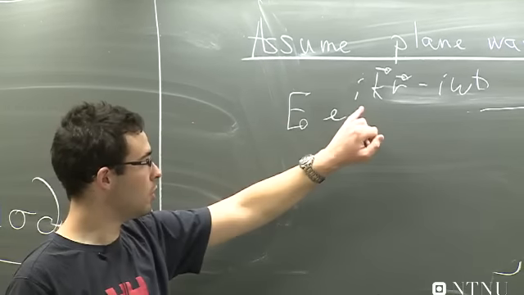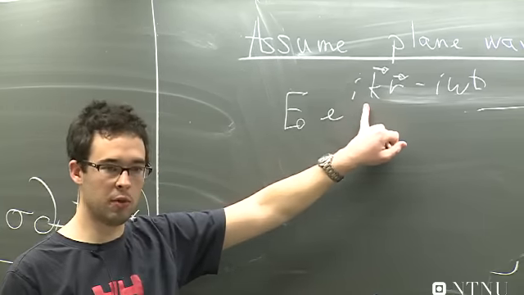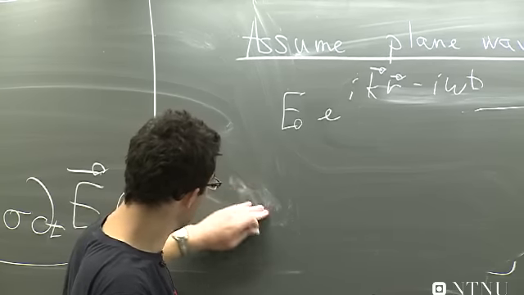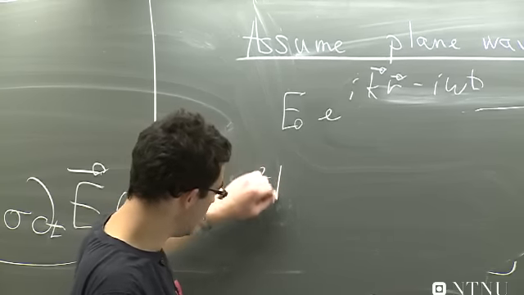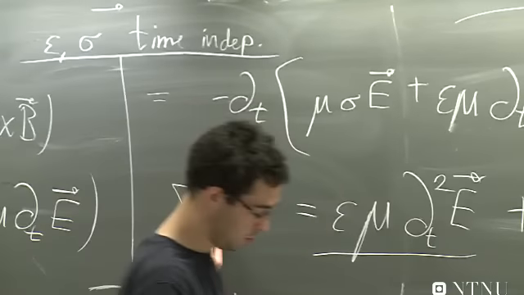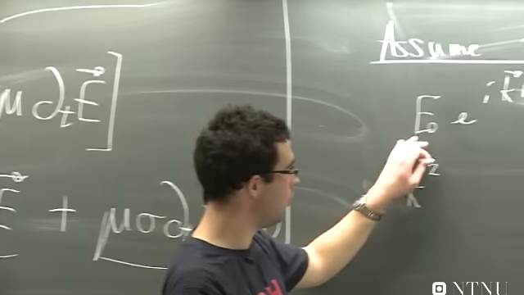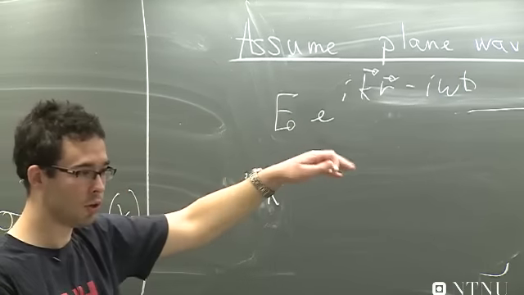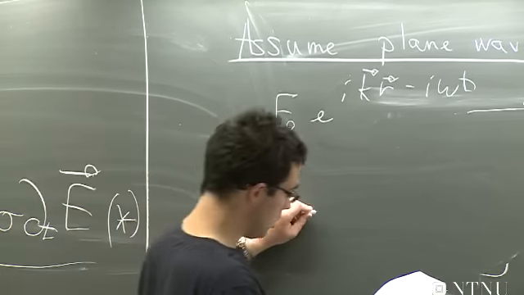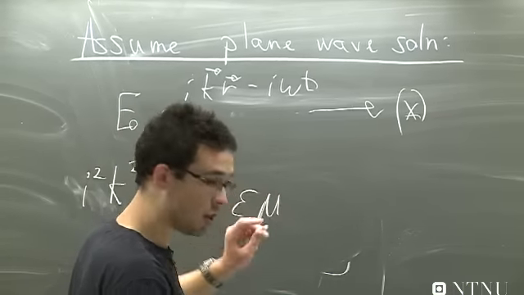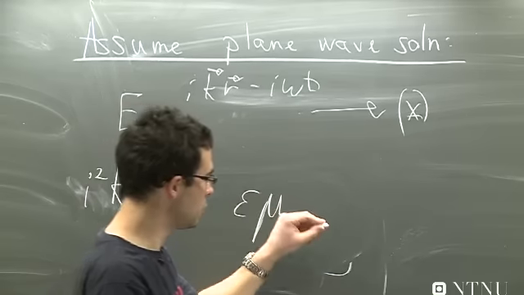Now the double spatial derivative is going to give me k squared. So I get, let's see, i squared k squared. That's this term here. And then this e to the i k r minus i omega t back out again. But this is going to be the same for all terms. I'm just going to take that away. And we get epsilon mu times the double time derivative, which is minus i omega squared.